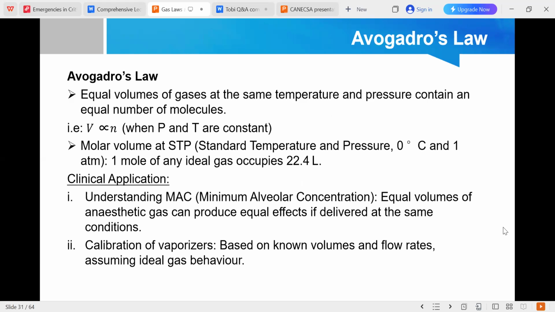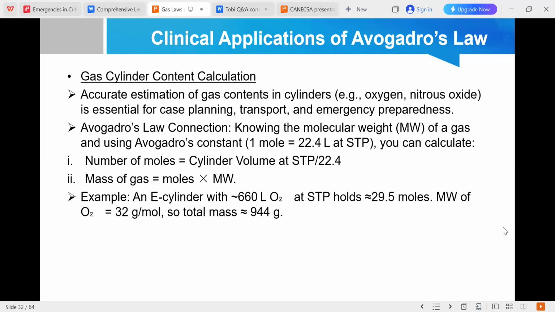All right, Avogadro's law. Avogadro's law states that equal volumes of gases have equal numbers of molecules at the same temperature and pressure. All right, and this is useful, especially, let's look at the clinical usefulness. We can use it to calculate the accurate estimation of gas content.